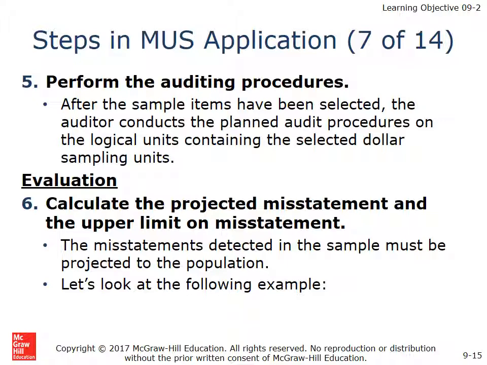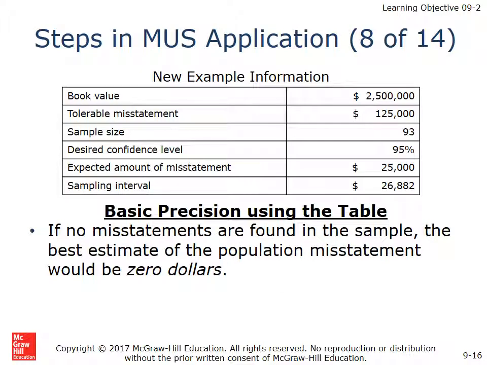The projection of the error to the population. So what's the entire error? That's your projected misstatement. The upper misstatement limit adds in an allowance for sampling risk to your projected misstatement. Okay, and they talk about in IDEA, your software, they have different names for those items, so make sure you're aware of them. But they're following that same line of thinking.